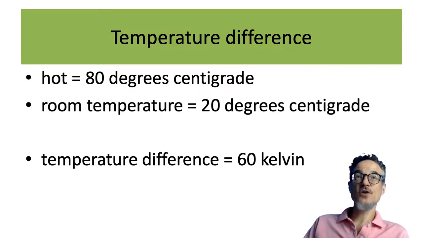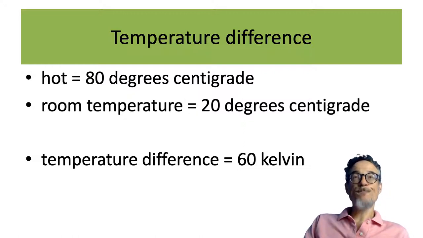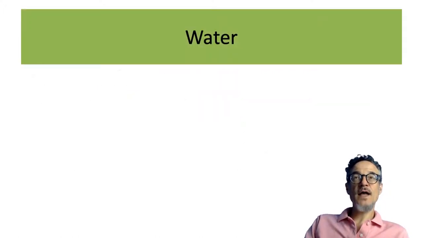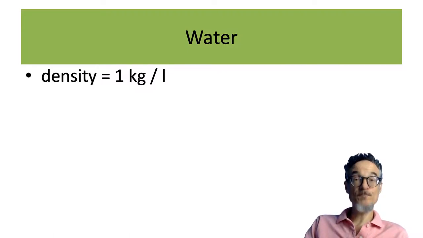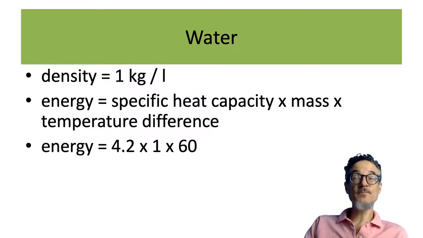And let's look at the answers. So for the water, water has a density of 1 kilogram per litre, so 1 litre is about 1 kilogram. That was the equation for energy. If we put the numbers in, we get 4.2 as the specific heat capacity. It's 1 kilogram, so just times 1, and then times 60.